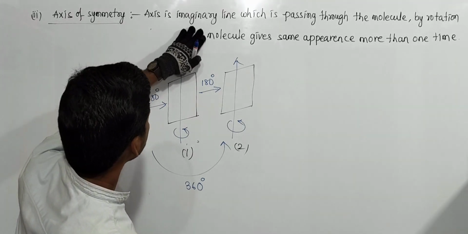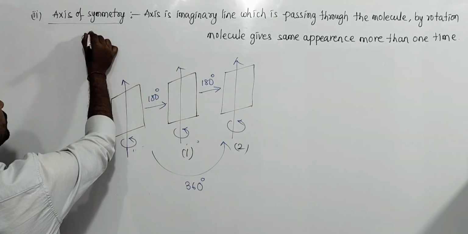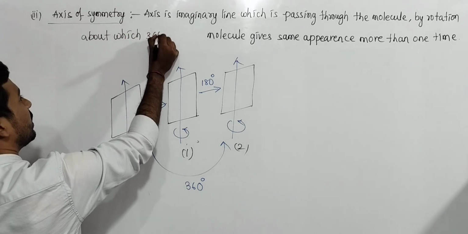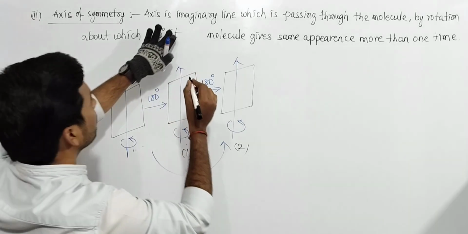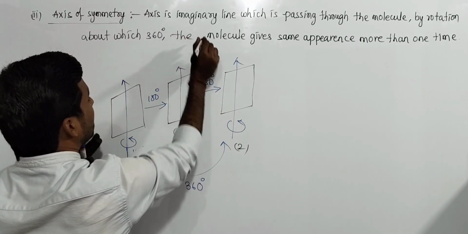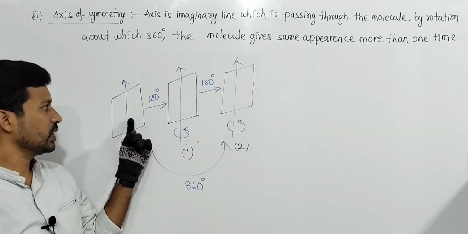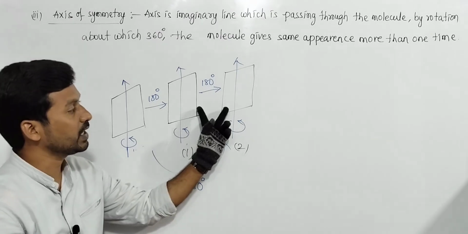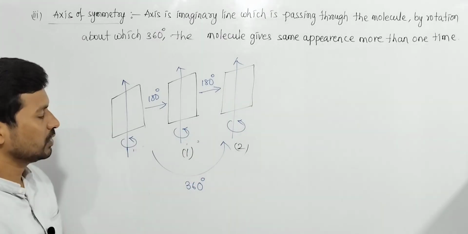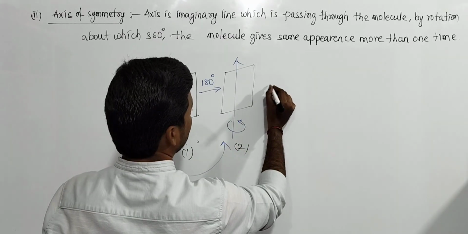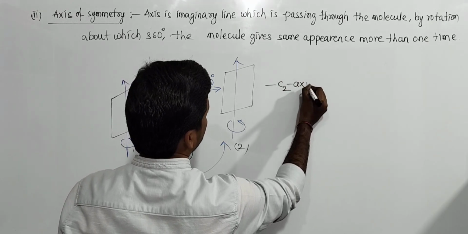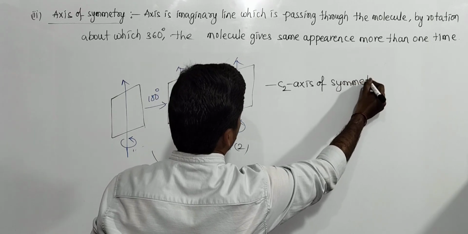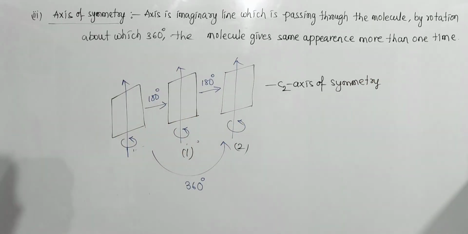By rotation about this line through 360 degrees, the molecule gives the same appearance more than one time. Here 2 times. So this is called a C2 axis of symmetry.